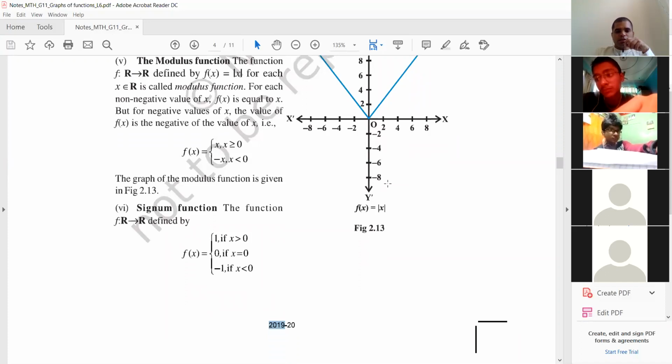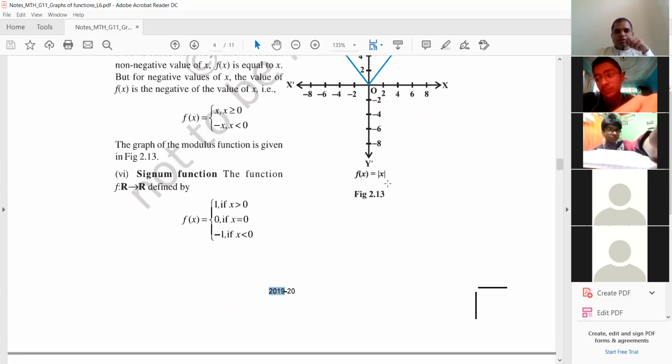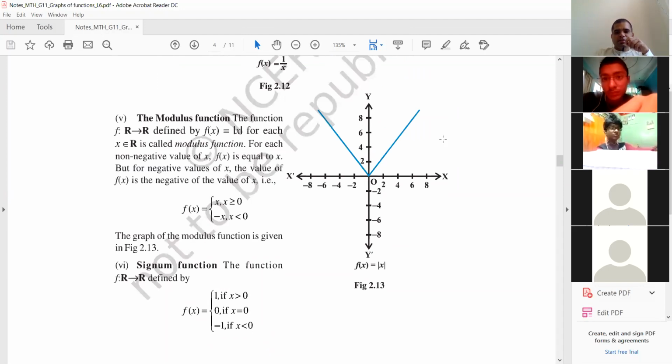Now this is another function. So can you tell, is this one-one function or many-one? The modulus function, is it one-one or many-one?